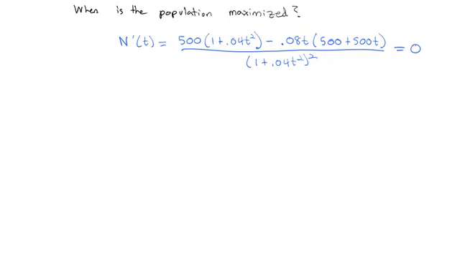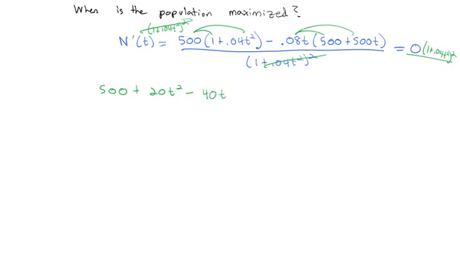First thing I'd do is I'd multiply both sides by the denominator, the 1 plus 0.04t squared, squared, because that divides out the denominator, and anything times 0 is just 0. That's really nice. Then I'm also going to distribute. So we have 500 plus 20t squared minus 40t, continuing to distribute, minus 40t squared equals 0.